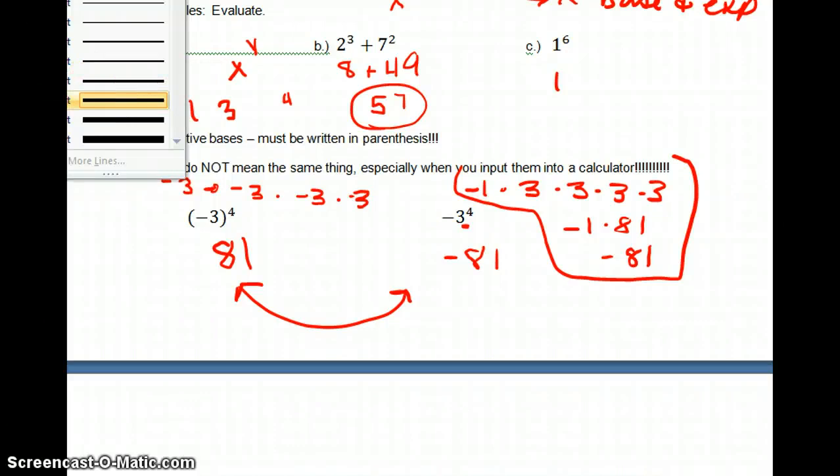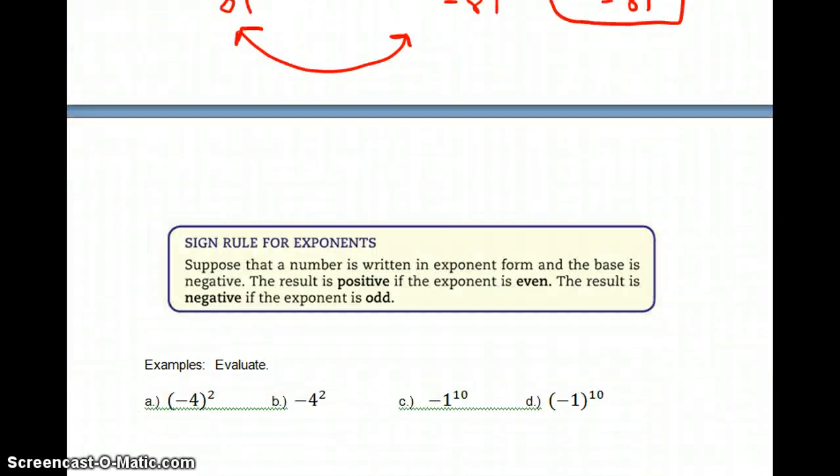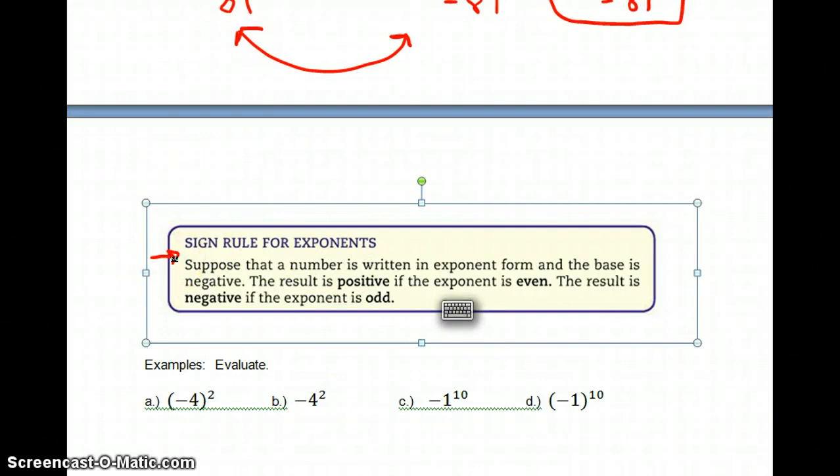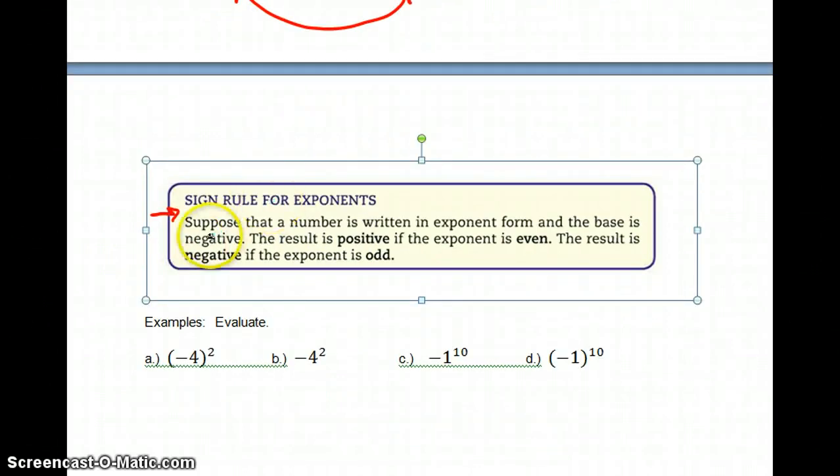We are now going to talk about the rule for the sign of exponents. What I would like to point out here is that if we just quickly read this little box, it says that when a number is written in exponential form and the base is negative, the result will be positive if the exponent is even. The result will be negative if the exponent is odd.